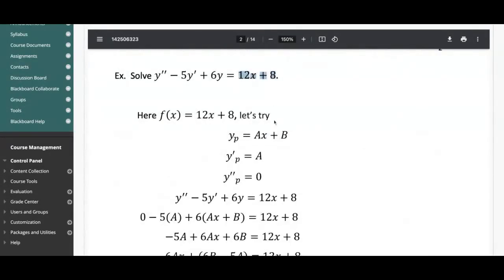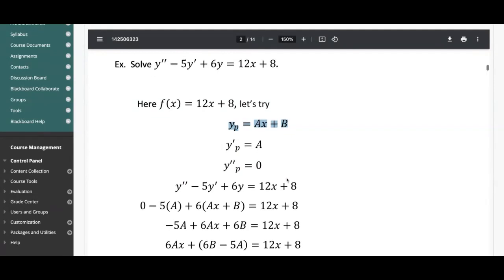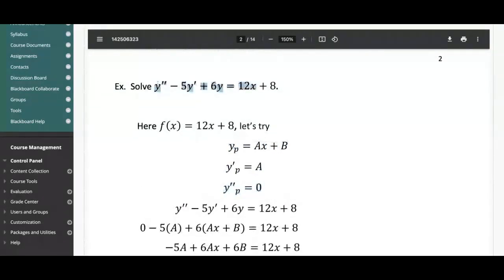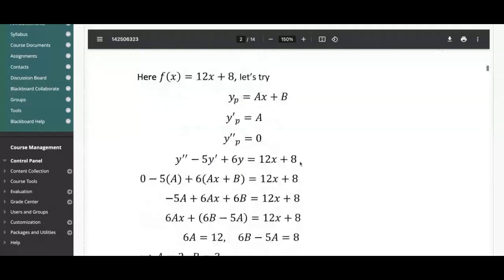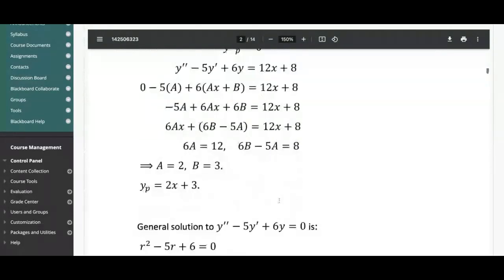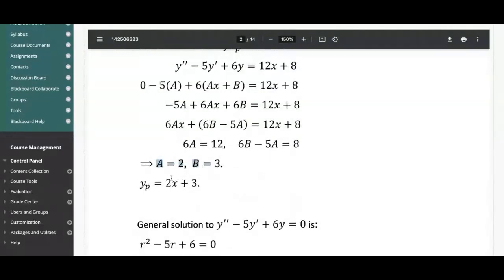All right. F of x is such, so just assume a particular solution as a linear function, because this is a polynomial of degree 1. We assume a particular solution to be a polynomial of degree 1, or linear function. Find the first derivative, second derivative, plug back into the equation. Then try to solve for a and b. In the end, we did get a and b. So we plug back into the particular solution to get 2x plus 3.